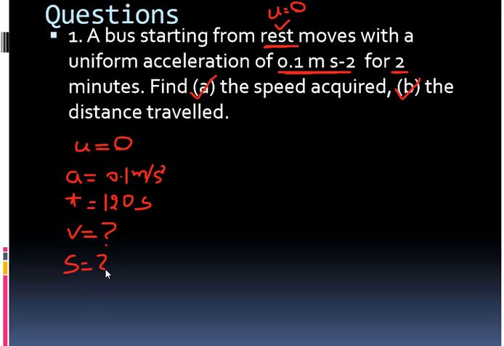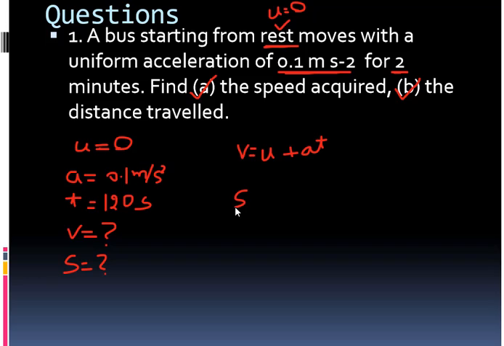It's a very easy question. So you know how to find out the final velocity. We have the direct formula v equal to u plus at. Now you have u is 0, a is 0.1, t is 120. Just put these values here and you'll get your answer.